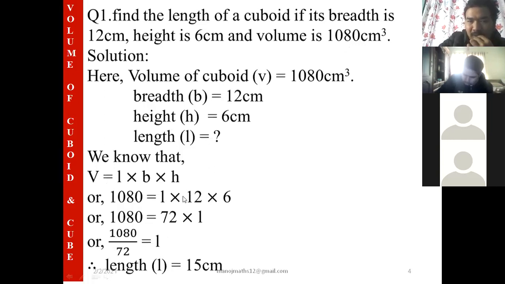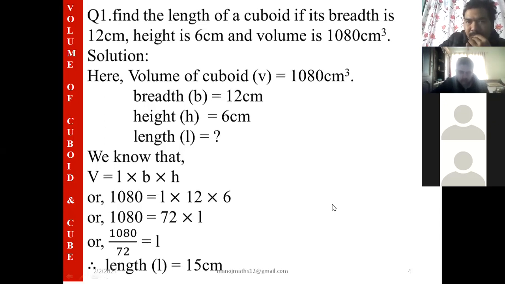When multiplied, the term goes to the other side to divide. 12 times 6 is 72, and 72 goes to the other side to divide. Then you will get length equals how much? 15 centimeter. You are absolutely right.